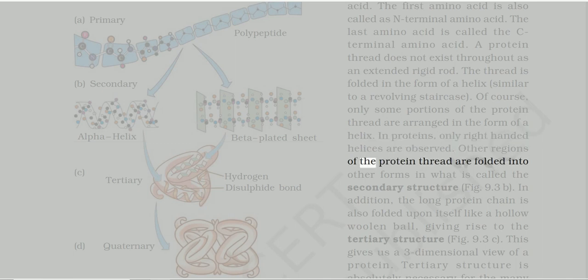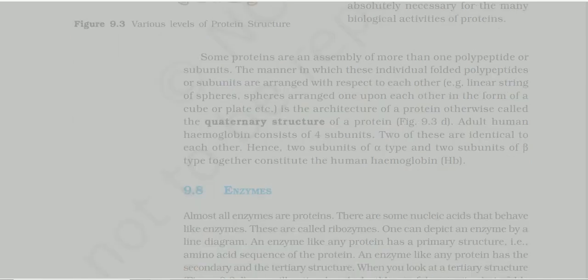Other regions of the protein thread are folded into other forms in what is called the secondary structure, Fig 9.3b. In addition, the long protein chain is also folded upon itself like a hollow woolen ball, giving rise to the tertiary structure, Fig 9.3c. This gives us a three-dimensional view of a protein. Tertiary structure is absolutely necessary for the many biological activities of proteins.